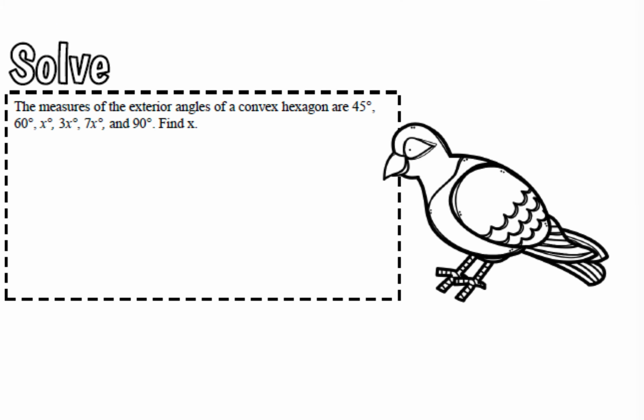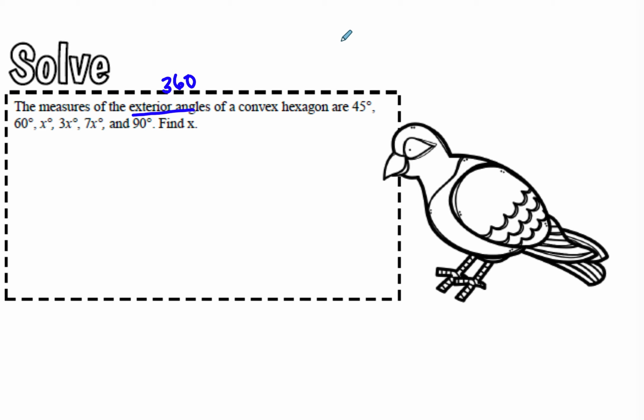All right, let's look at this one. The measures of the exterior angles of a convex hexagon are 45, 60, x, 3x, 7x, and 90 degrees. Find x. Exterior angles always equal 360. It doesn't matter that this is a hexagon. Hexagon, 6 sides, but it doesn't matter for this problem. It just tells you there are 6 angles. 1, 2, 3, 4, 5, 6.